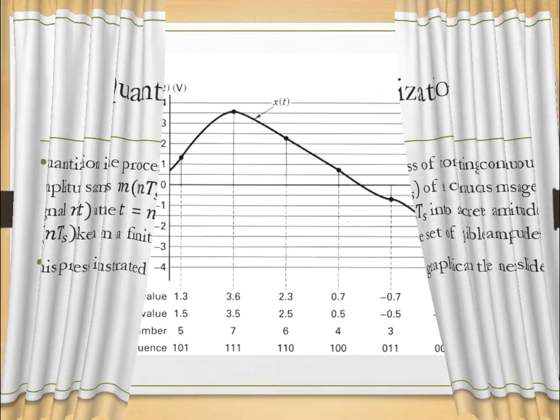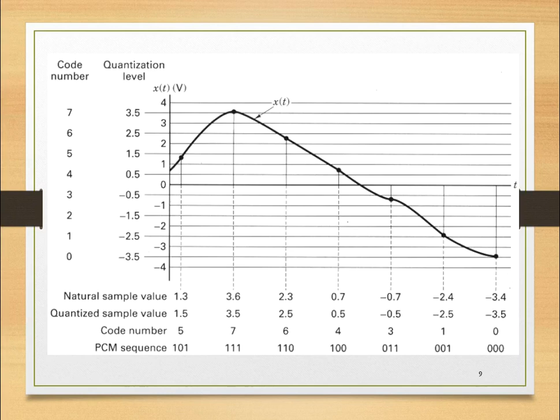For example, let's take a look at the quantization process. What do you have here? Can you explain to me what you have here? You have a signal that looks like a sinusoidal signal, but it's not. And as you can see, there are samples taken from this signal at certain instances of time, and these samples correspond to actual values of the signal, the message signal.